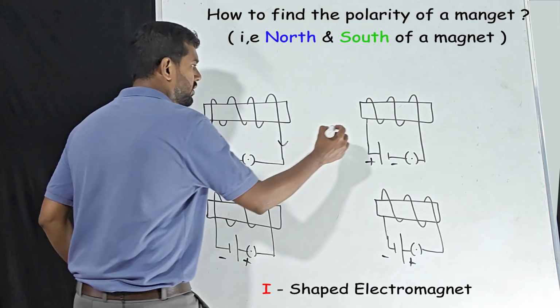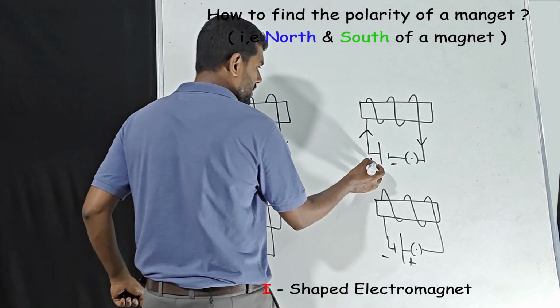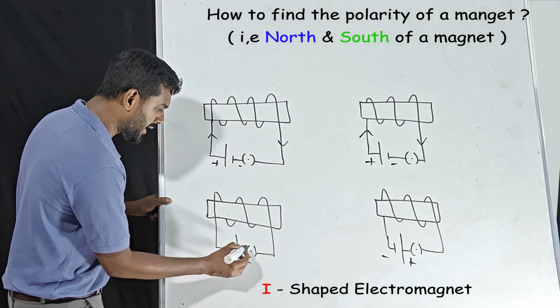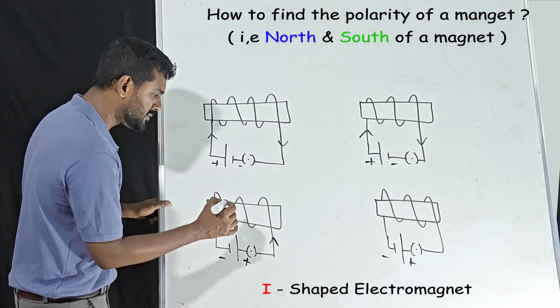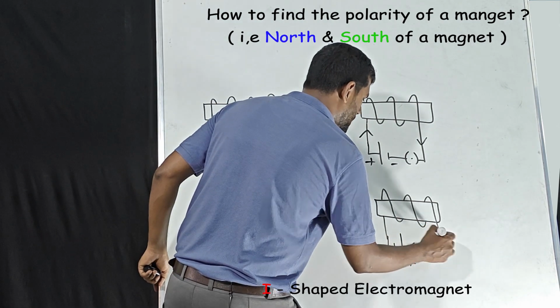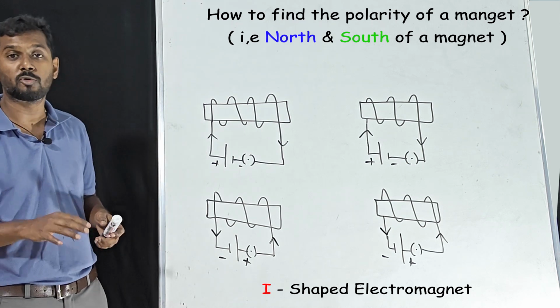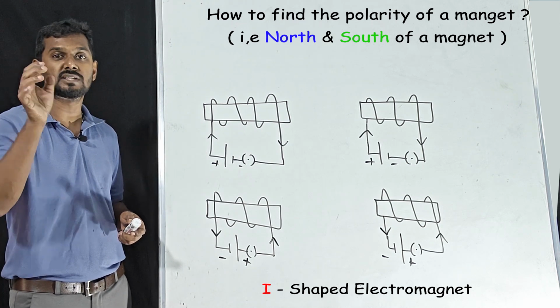This is enough. So here also it's going up and coming down, because the current always flows from plus to minus. So here the current goes up and comes down. Okay, now this is done. Now it is time to find the polarities of the magnetic field.